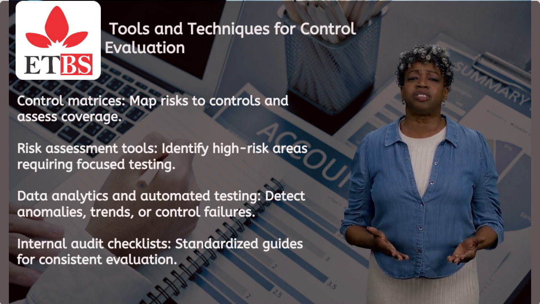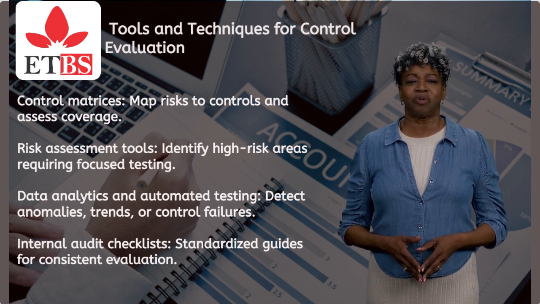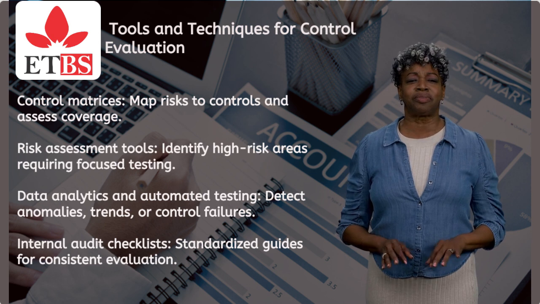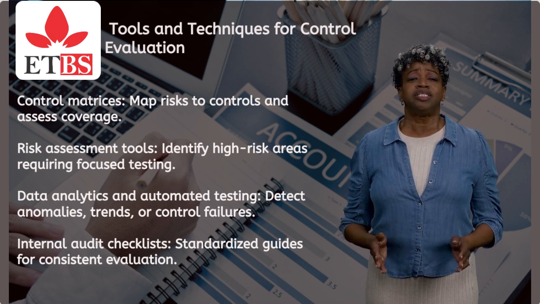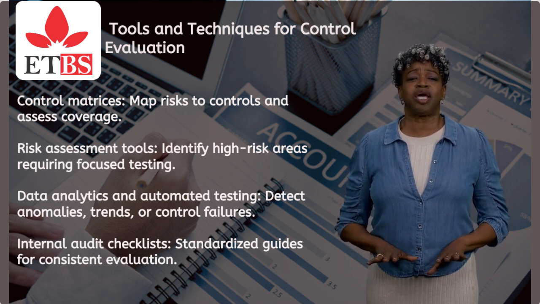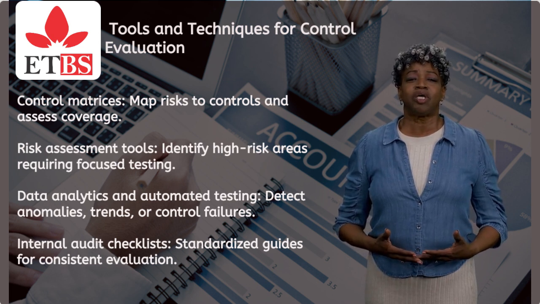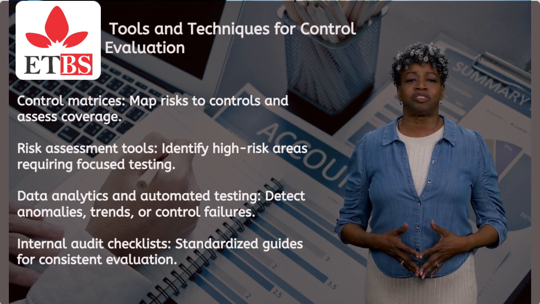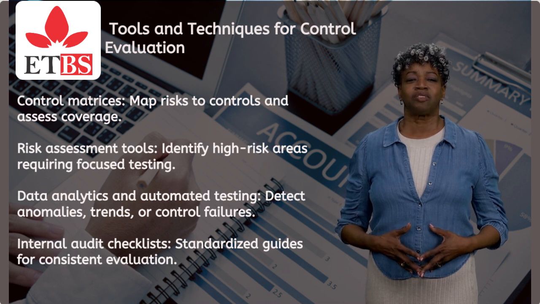5. Tools and techniques for control evaluation. Control matrices: map risks to controls and assess coverage. Risk assessment tools: identify high-risk areas requiring focused testing. Data analytics and automated testing: detect anomalies, trends, or control failures. Internal audit checklists: standardized guides for consistent evaluation. Key control indicators, KCIs: metrics to monitor ongoing control effectiveness.